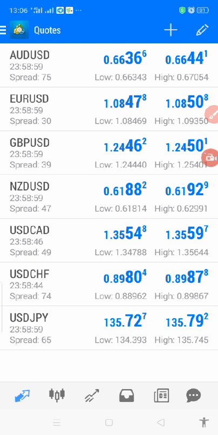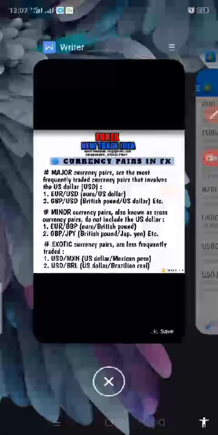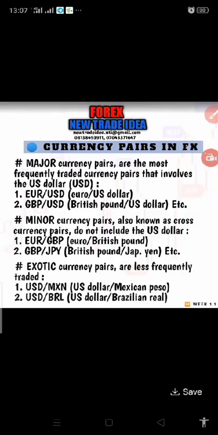If you know the answer, the right answer should be, you should be buying USD Canadian dollars, you should be buying USD CHF, and you should be buying USD JPY, because USD is gaining strength. So these are the major currency pairs. Now we will go back and talk about the minor currency pairs.